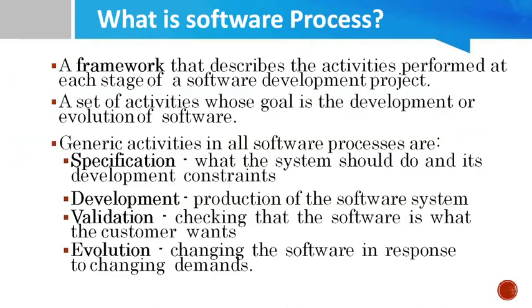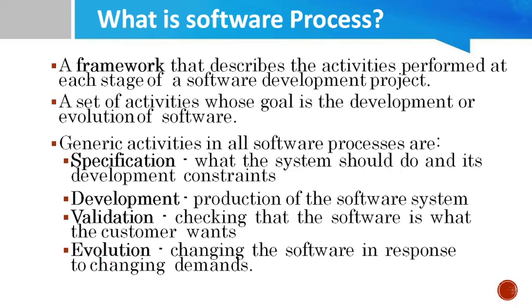Now let's discuss what is software process. A framework that describes the activities performed at each stage of software development project is a software process. These are activities whose goal is the development or the evaluation of the software. Basically, there are generic activities in all the software processes. These are the specification, development, validation and evaluation.